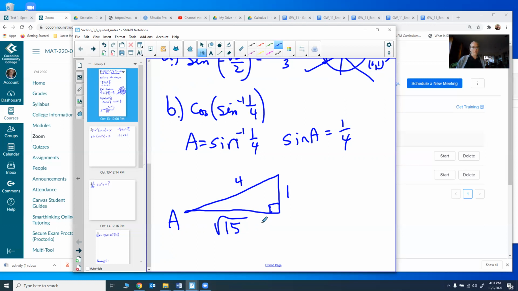All right, well, cool. Now that means we can actually do this as the cosine of A, and the cosine of A is the adjacent over the hypotenuse, so it's the square root of 15 over 4. And that's actually what it is, and it's just an easy way to do it.